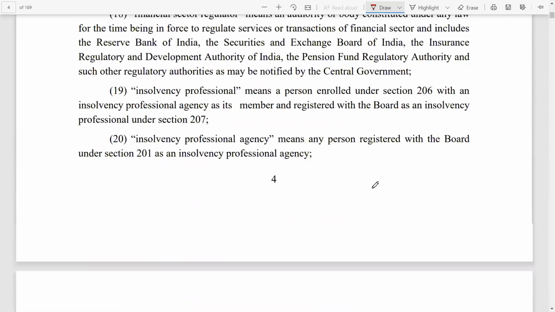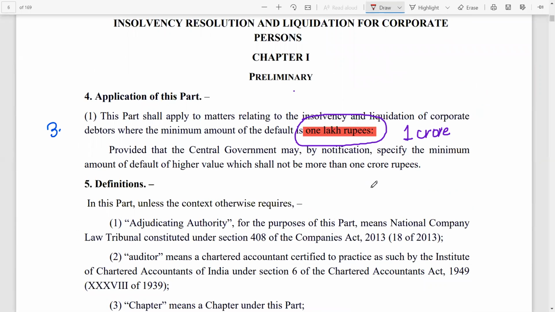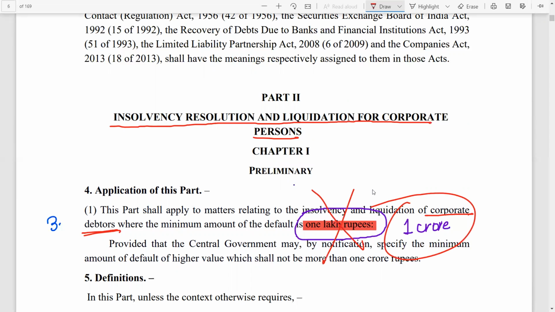The next important point that I'm going to cover here would be the definition. So you have the IBC, the CIRP process, the insolvency resolution and the liquidation of the corporate person. This is Part Two, and in that we have the CIRP process, the corporate insolvency resolution process. So when can the CIRP be initiated? The CIRP can be initiated when the corporate debtor makes a default and the minimum default is 1 lakh rupees. No, now this has changed. This is now 1 crore rupees.